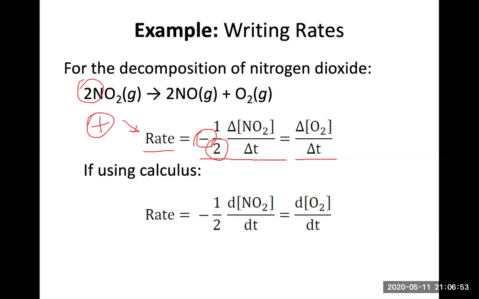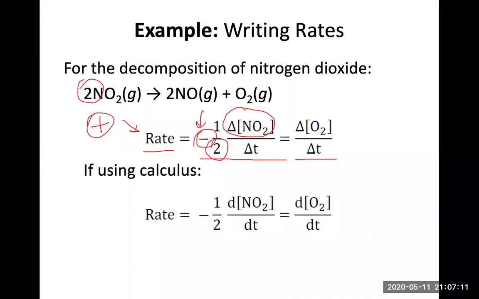So the delta NO2, or the change in NO2, is going to itself be a negative number. So if we want our rates to always be positive, and we have a negative number here, we're going to have to add a negative in the front to make the rate positive. So that's the role of the negative sign here.